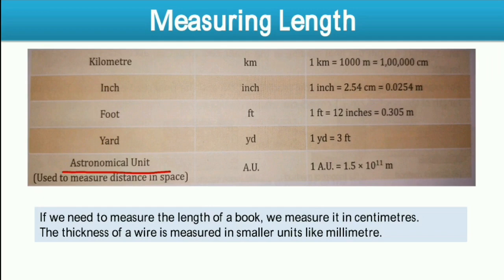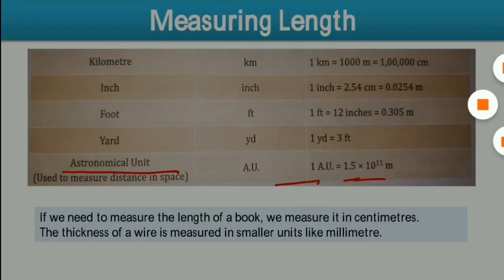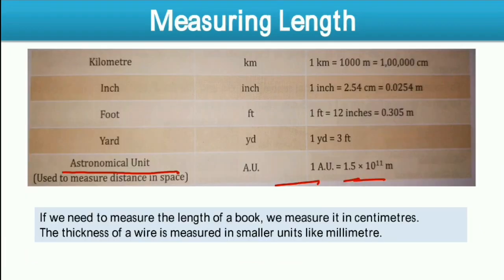And the astronomical unit is used for larger distances, especially to measure the distance between celestial bodies. So 1 astronomical unit is equal to 1.5 into 10 power 11 meter. So these are the units for measuring length.